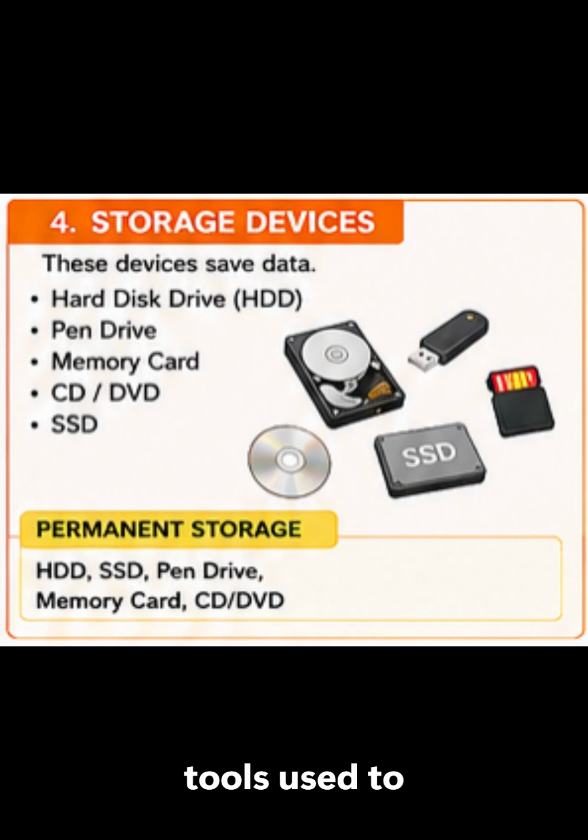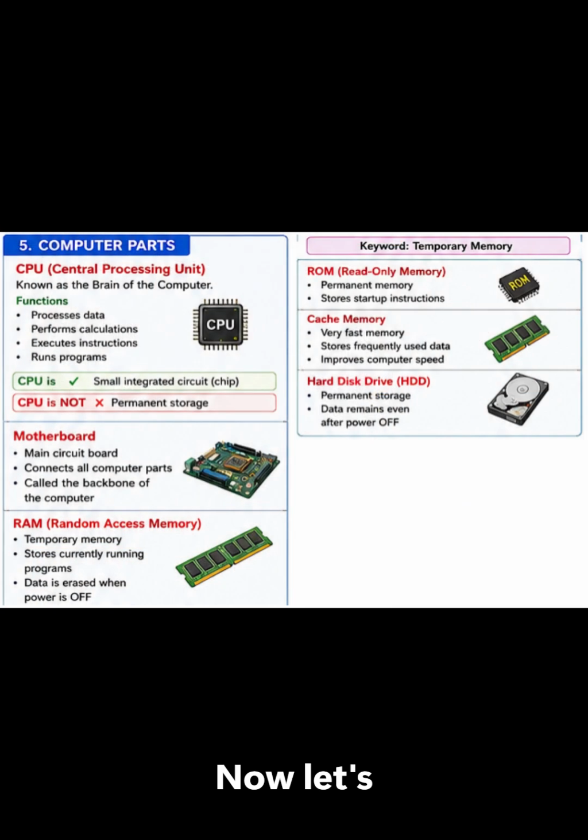These are the handy tools used to save all your data. Inside the computer, we have the hard disk drive and the super-fast SSD. To carry your files around, you can use a small pen drive, a tiny memory card, or a shiny CD or DVD. Remember, all of these provide permanent storage, meaning your files stay completely safe even when the power is turned off.